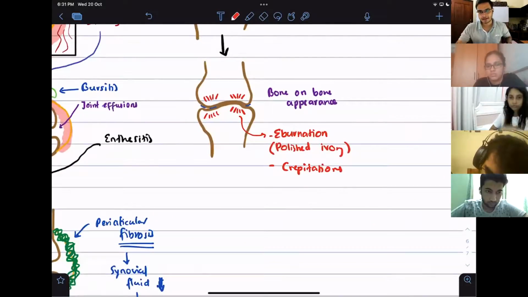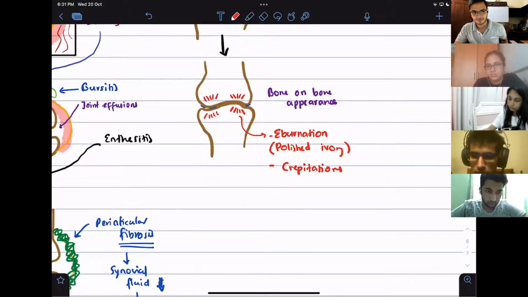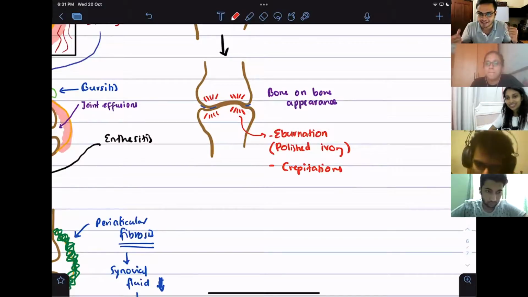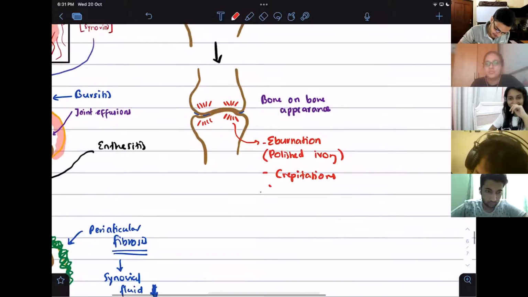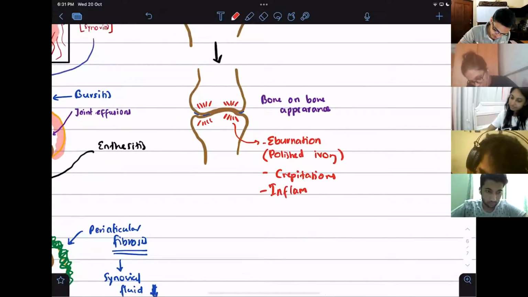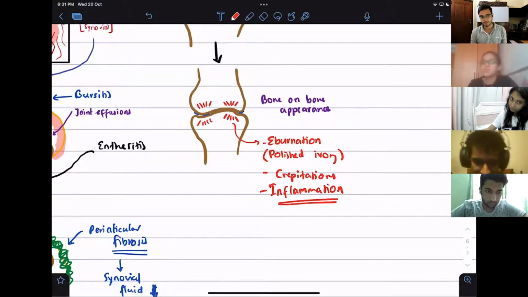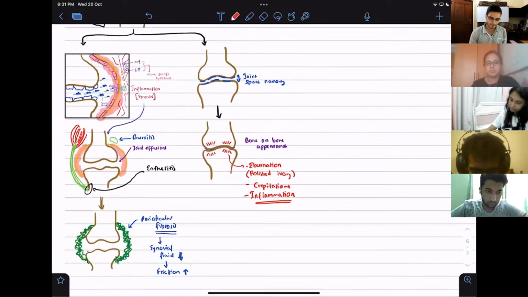When the bones are rubbing against each other, anything else that can happen? Wear and tear of the bone, yes. Anything else? If you take your two hands and rub them strongly together, it will become a little bit red, a little bit hot. Inflammation. Same thing. Inflammation also can happen here because of this bone on bone scenario. There is going to be inflammation here as well.